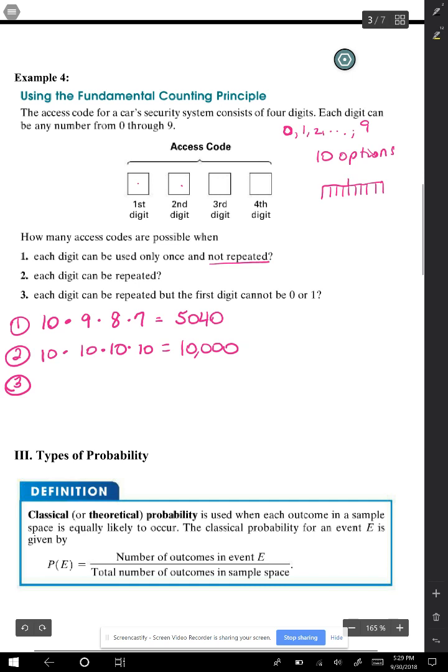And then on number 3, it says each digit can be repeated, but the first digit can't be 0 or 1. So if the first digit can't be 0 or 1, that leaves us only 8 choices for the first digit. But then the rest of the digits can be anything. So I have 10 choices for the second, the third, and the fourth. So I would have 8,000 total ways to create that access code.